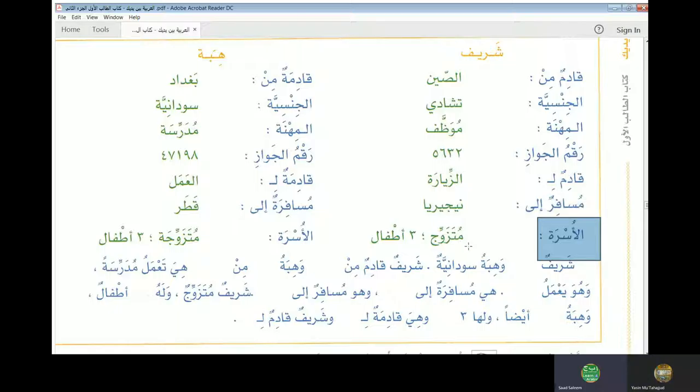Al-Usra. Mutazawijun. Is that my wife's family? No. Al-Usra means the family. Basically, it's a kind of chart table, so here he has filled in this information. In the family box, he has written that he is married. Mutazawijun, he is married. Thalathatu atfalin, three children. He is married and he has three children.